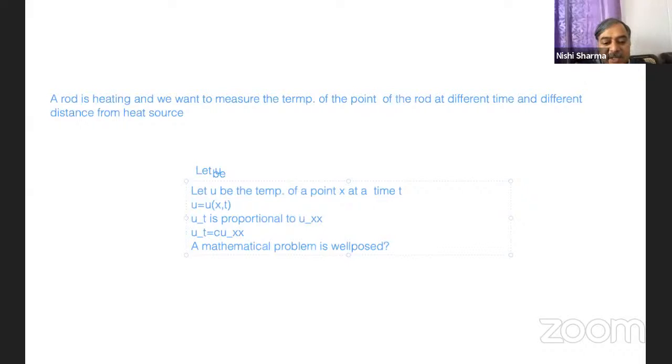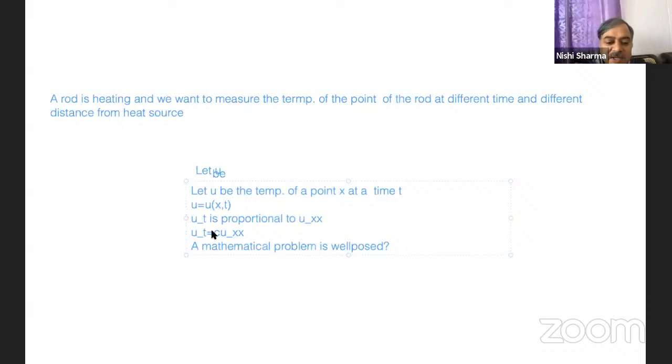When we say a mathematical problem is well posed, first we have to check whether the solution of the problem exists, and that solution must be unique. The second step is that the solution must continuously depend on the inputs, whatever input we are giving, or we can say that the solution must be stable.